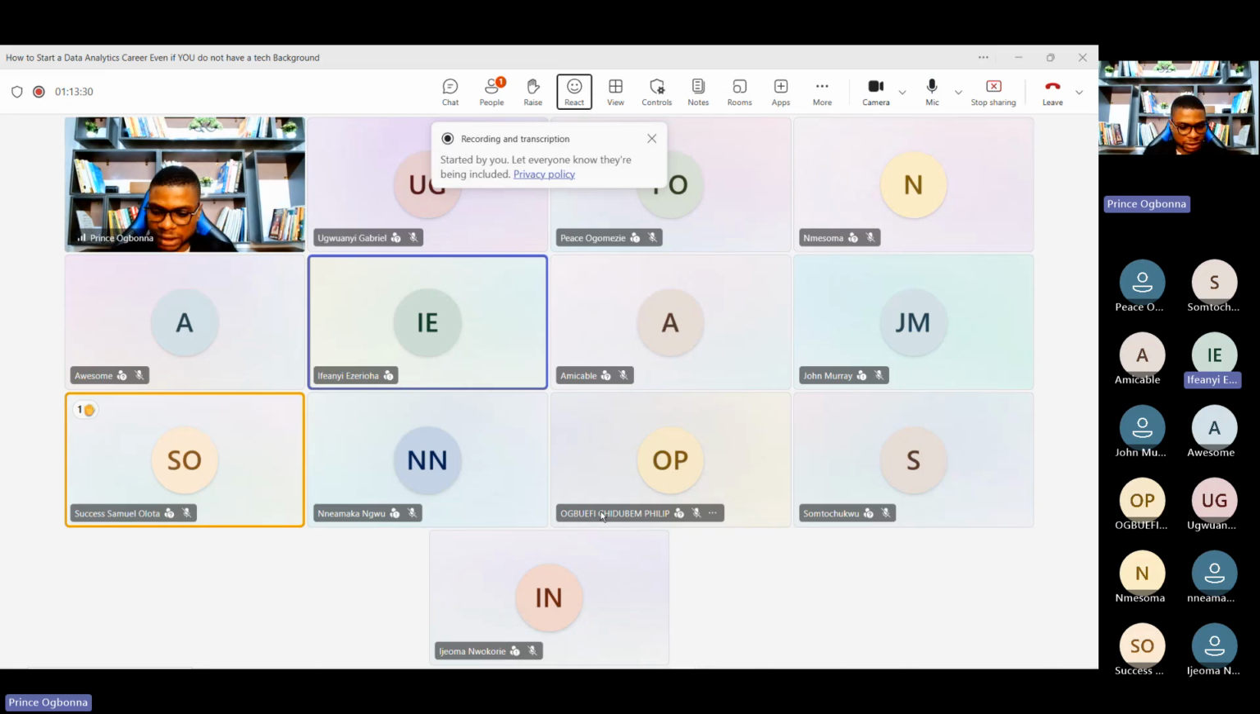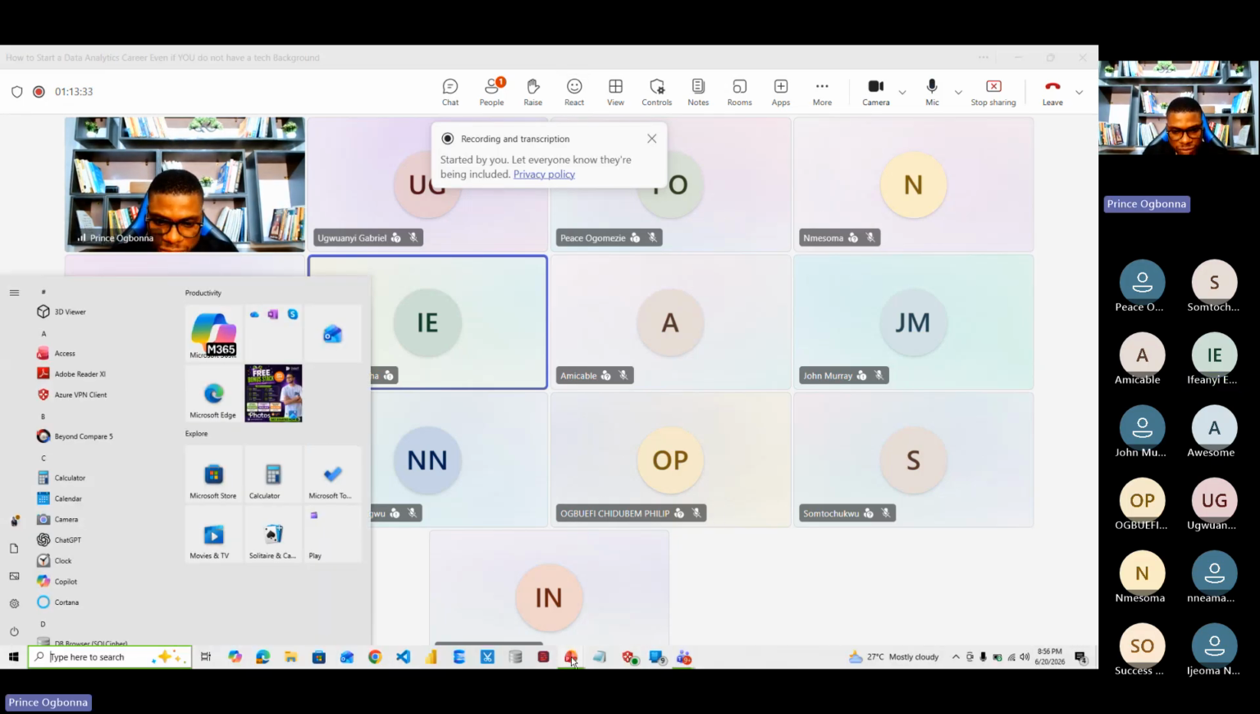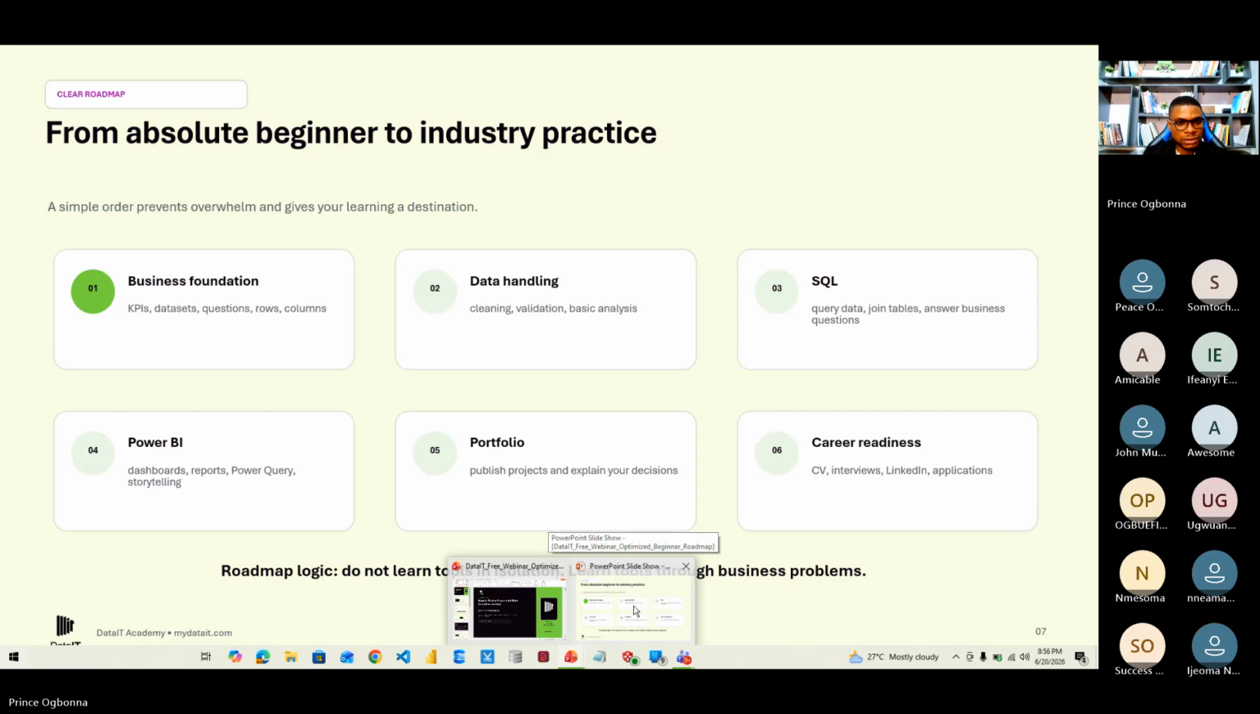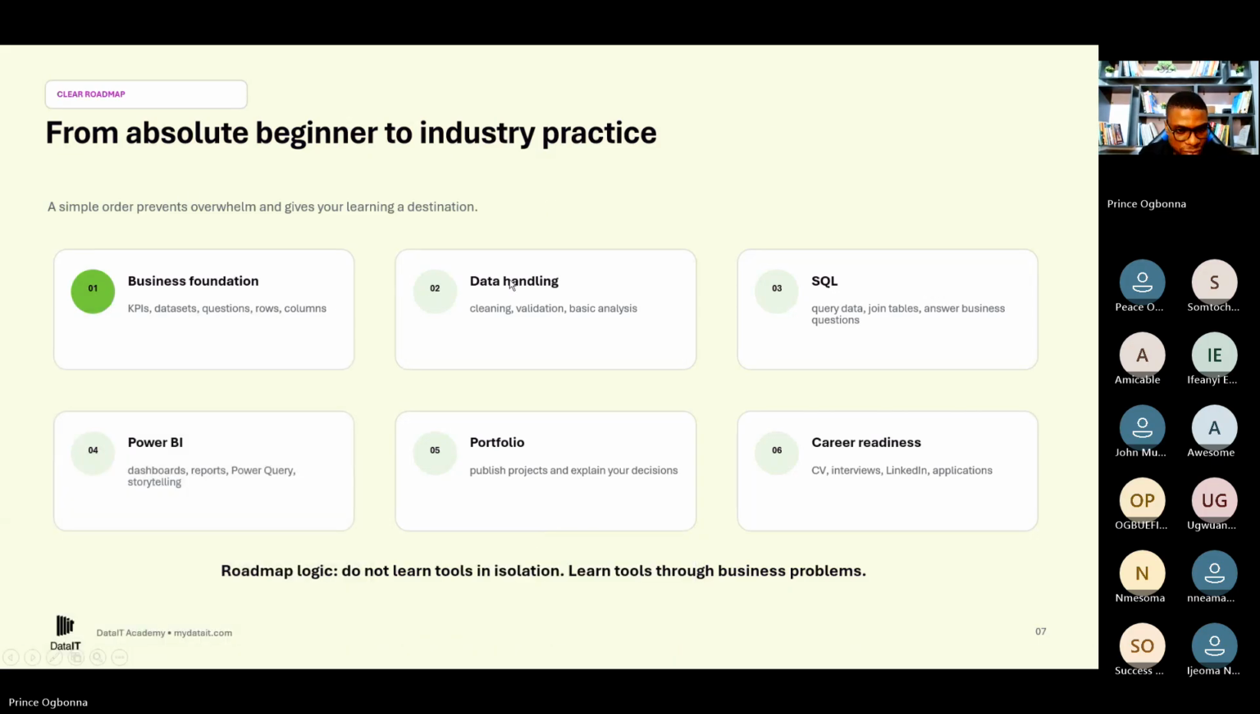Where to start from, right? Let me go back to my slide. Okay, where to start from? Basically, you're going to start from learning, obviously. And the learning you start from should give you the business foundation, one. This business foundation that you need, not learning just how to code. No, that is not the end goal of data analysis. The end goal of data analysis is to solve problems.